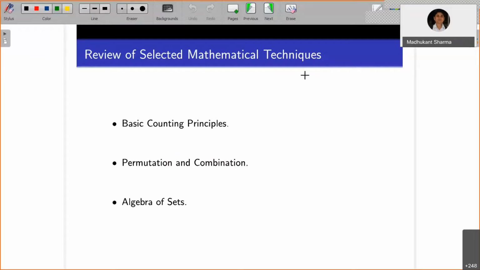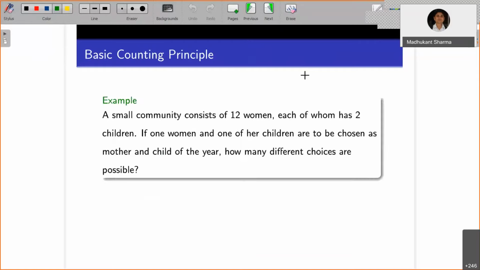So that your basics will brush up here. If you have any query or doubt at any place, please raise your hand or put your doubt in the chat box, and we will try to address it. So basic counting principles, permutation, combination, and sets are what we are going to do. Let's start with one example.